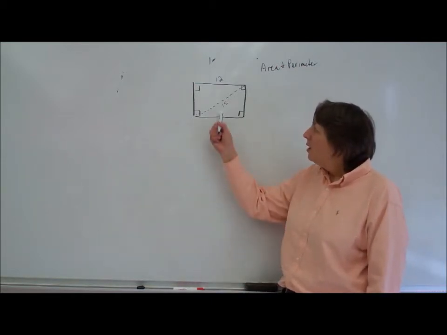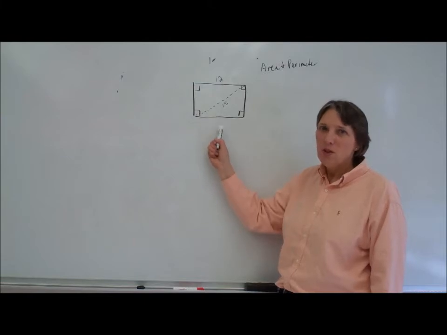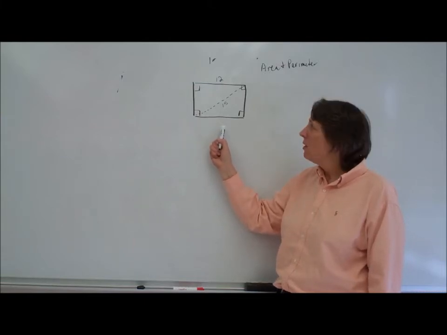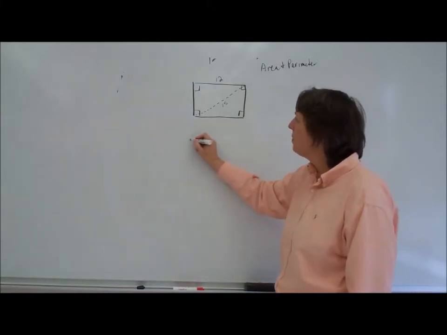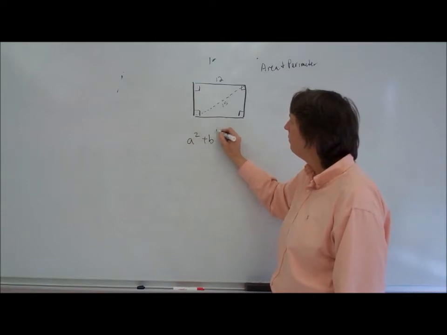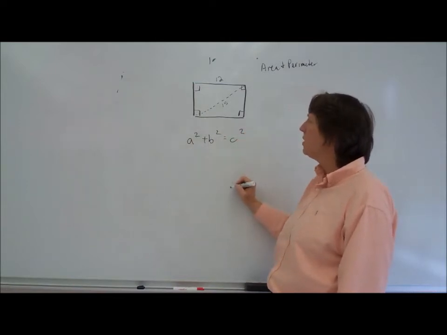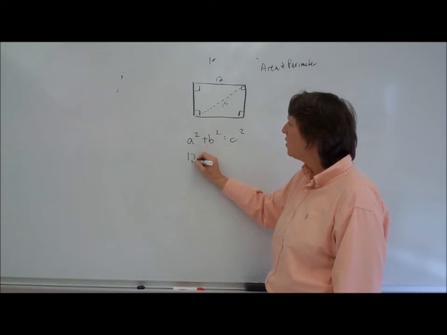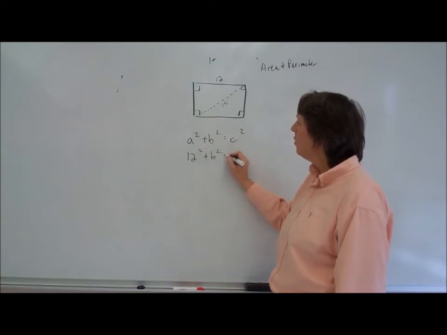Well, if you notice, hopefully, this is two right triangles. So what we're going to do is use the Pythagorean theorem. A squared plus b squared equals c squared. We know that a is 12 squared. We don't know b squared.